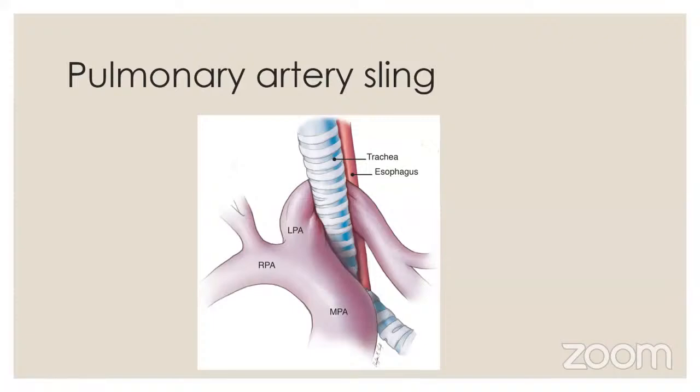Another type is the pulmonary artery sling. This usually occurs when the LPA arises from the RPA, with the course of the anomalous LPA coursing from the left lung, between the trachea and the esophagus. With its abnormal course, the LPA can cause extrinsic compression to the trachea and sometimes even to the right main bronchus.